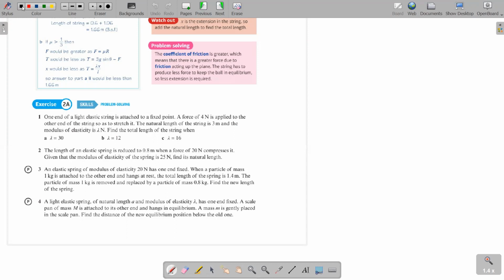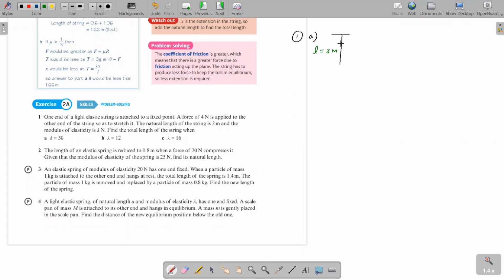First, shall we draw a small diagram to visually understand what's going on? First thing is we have a string. You could draw this string either vertically or horizontally. I'll draw it horizontally. You could draw it in either direction. So this is the string, and the natural length of the string is 3 meters.